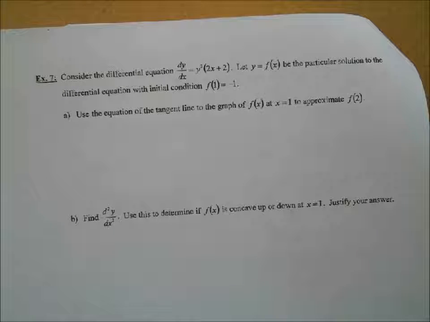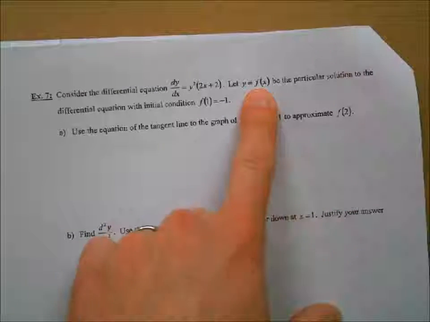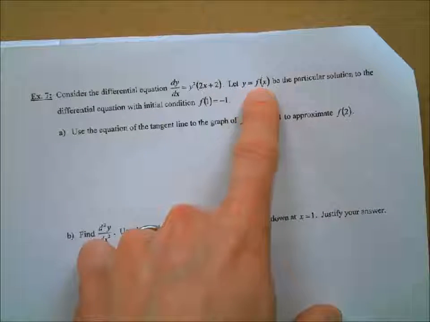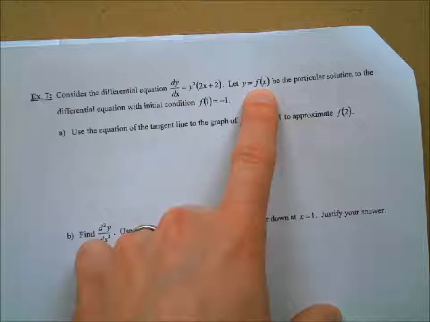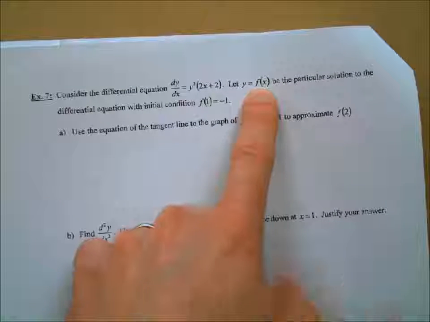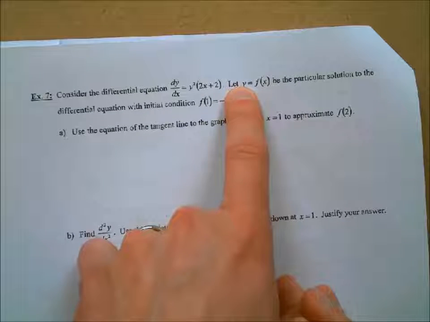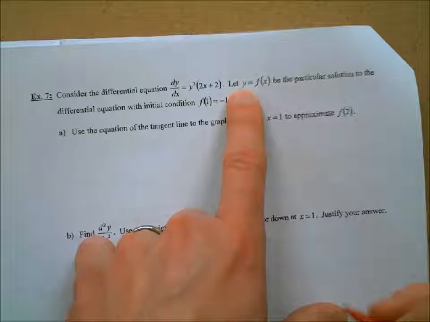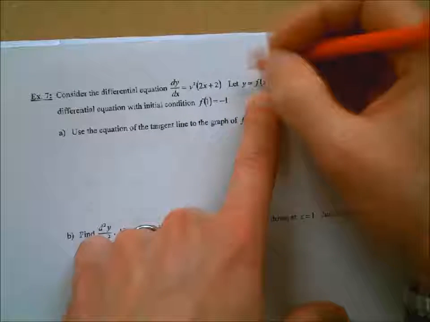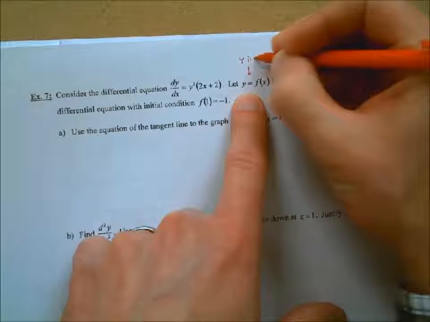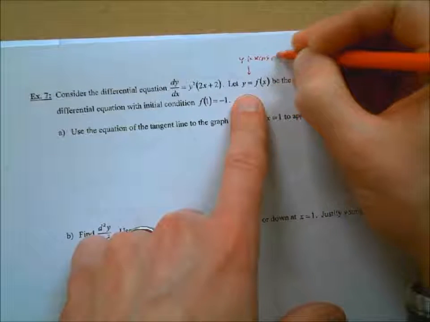All right. Question 7. Consider the differential equation dy/dx equals y squared times (2x plus 2). Let y equal to f of x be the particular solution to the differential equation with initial condition f of 1 equals negative 1. So y equals f of x is saying y equals stuff with x. Don't get confused by what this is saying. A way to think about this is this is y in terms of x.